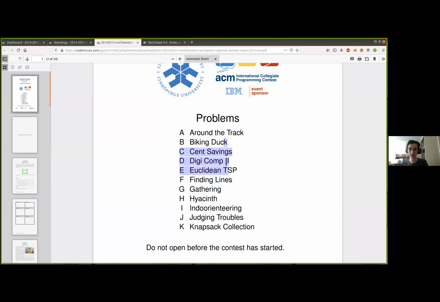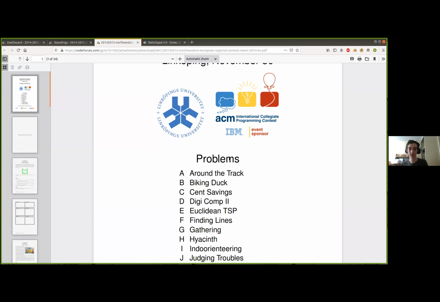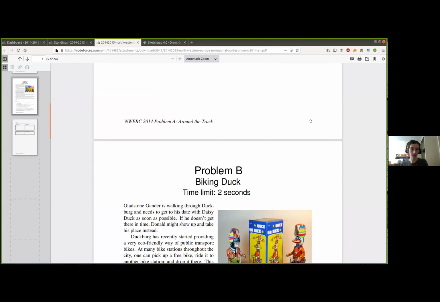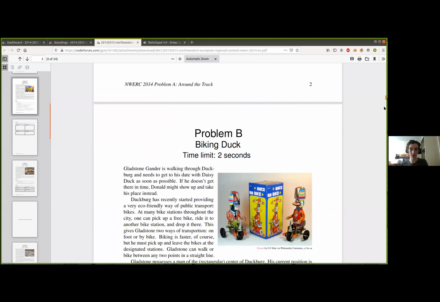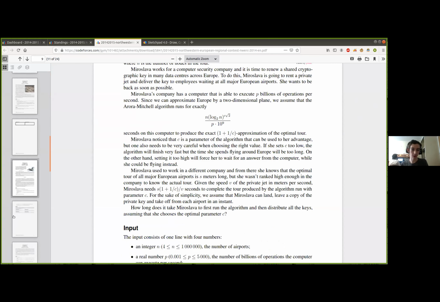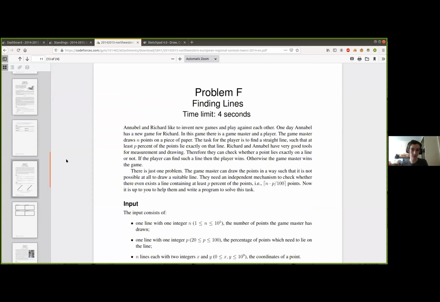Okay, you can see. Yeah. Let's see. Okay, I'll start with, I think F is actually the easiest. Yeah.